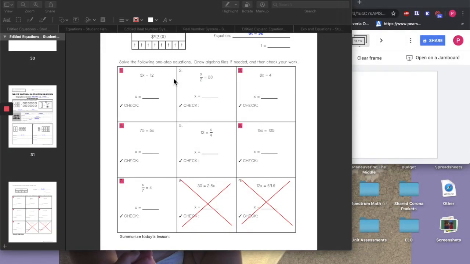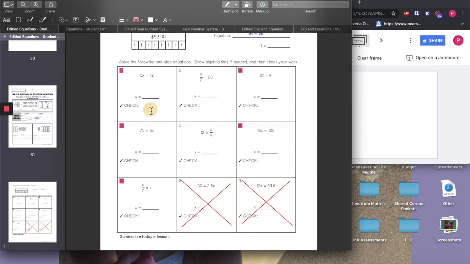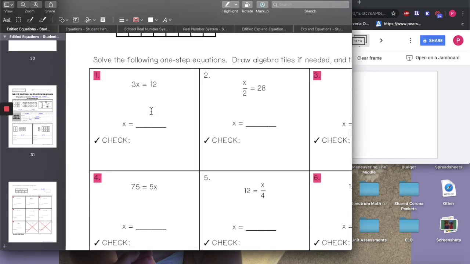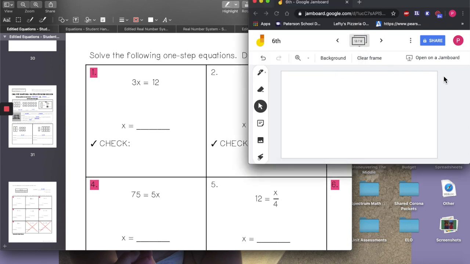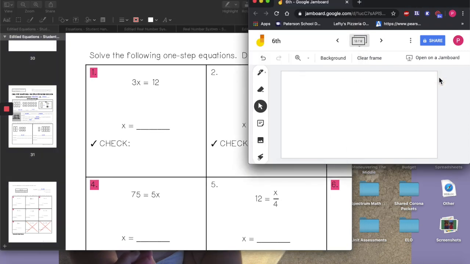Okay, so on your packets, you need to complete 1, 3, 4, 6, and 7. But I will do a couple of examples with you real quick, but you will need to write these in on your packets. So for number 1, we had 3x equals 12.